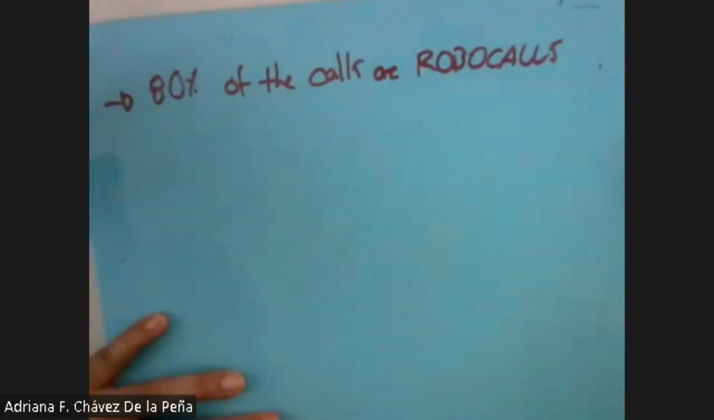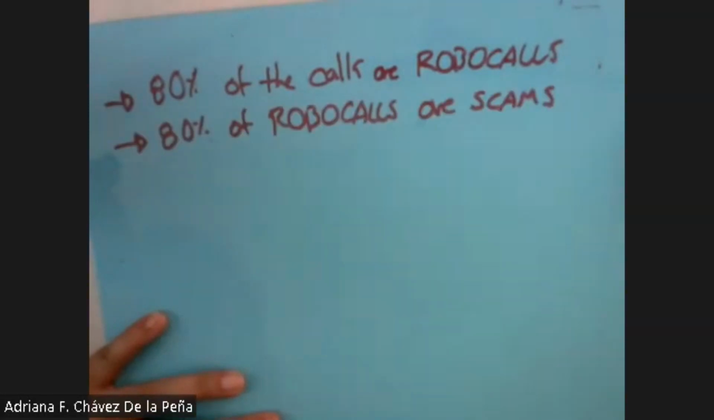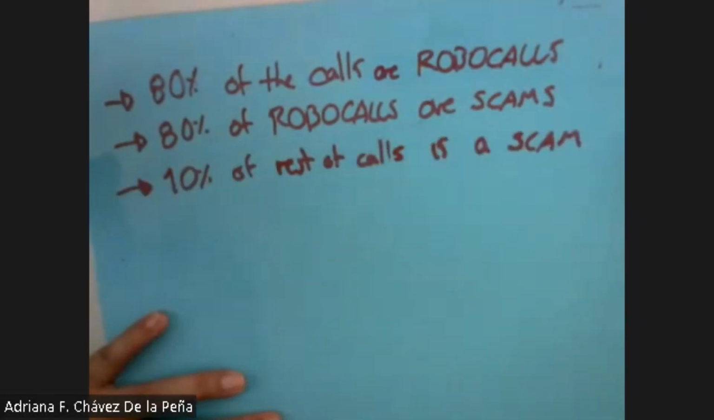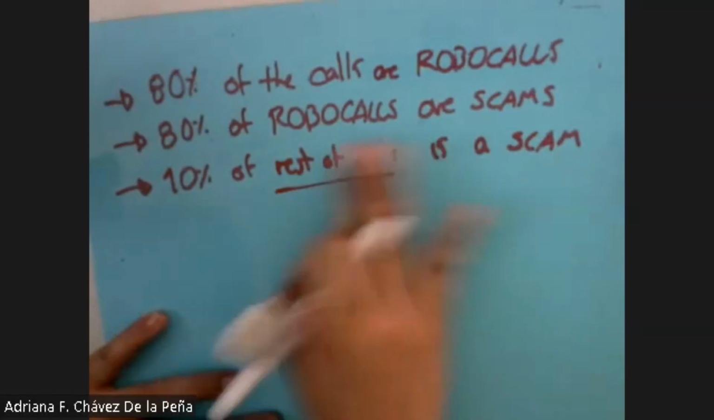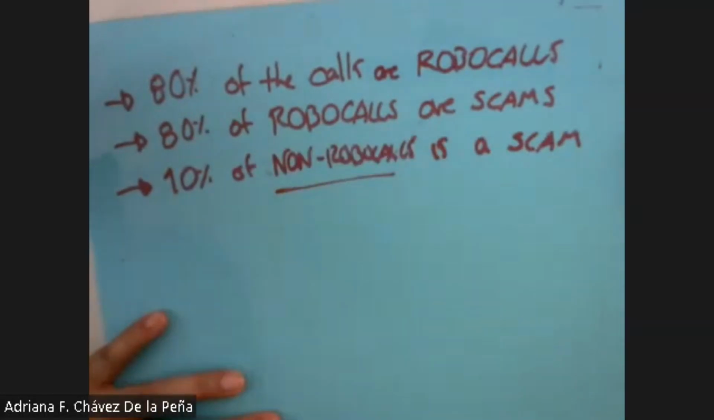The first one is that 80% of the calls that I received are robocalls. Then we are told that 80% of those robocalls result in a scam. And finally, we are told that 10% of the rest of the calls are also a scam. Now, the key here is to realize that by saying the rest of the calls, we are referring to the calls that are non-robocalls.